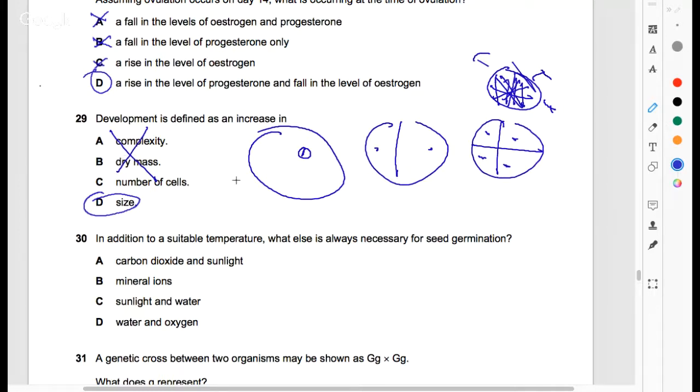Sorry, no, that's completely wrong. Development normally includes an increase in size, but also an increase in complexity, from the single cell up to dividing the cells, creating bigger cells, and then organizing them. That's all of that increase in complexity from a single cell up to a multicellular organism. Apologies, that was completely the wrong answer. Complexity is the right answer.